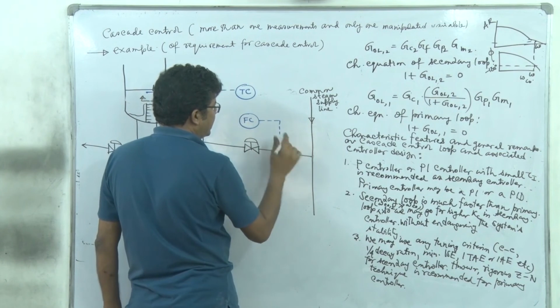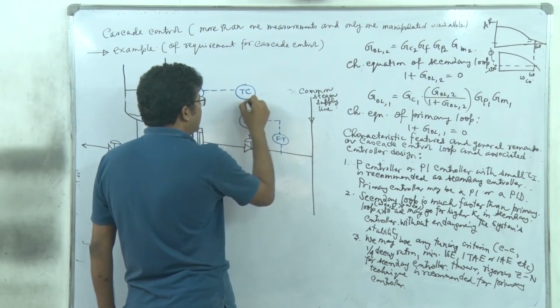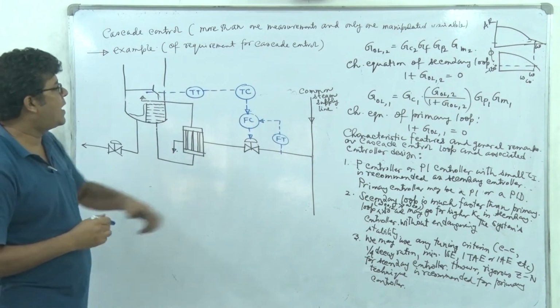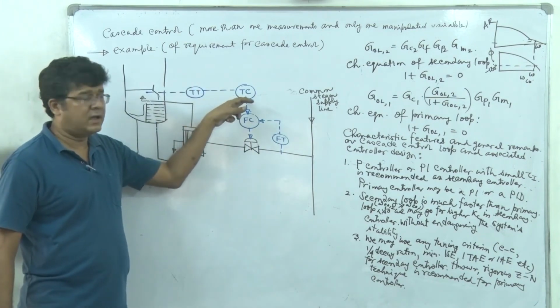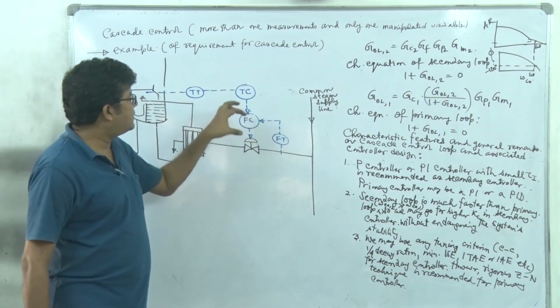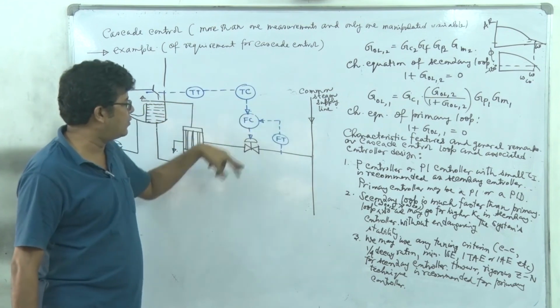So here we have this flow transmitter, right? Why is this necessary? Why not the temperature controller directly instructing this control valve? Because if you go for direct feedback control, eliminating this flow transmitter and this controller, what will happen?